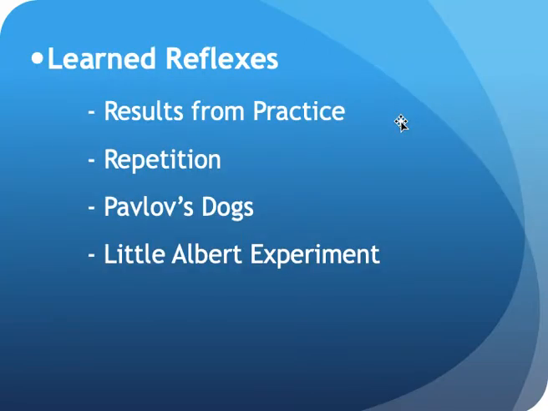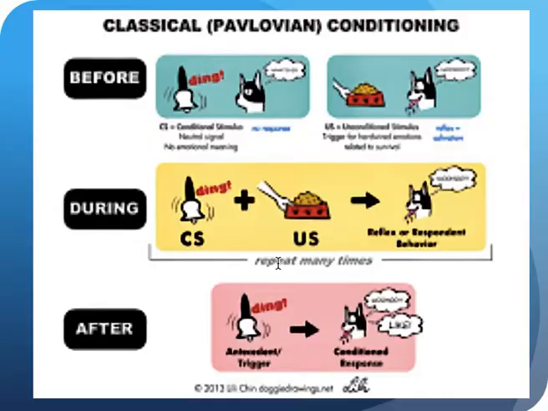Okay, and then we also have these learned reflexes, and these are a little different because they result from practice, right? It's repetition, and it can apply to the things we're going to talk about, but also to sports, where you practice something so much that you don't even have to think about it anymore. But the two most common experiments are Pavlov's dogs, which you've probably heard about, and the Little Albert experiment, and these are more about association. We start to associate things with sounds and other things we experience.